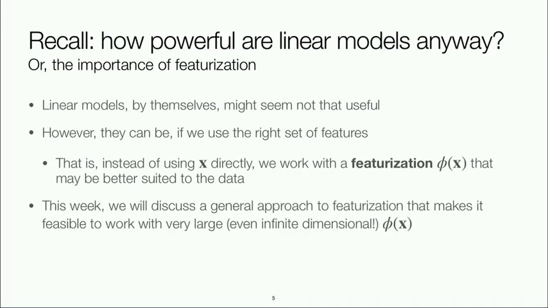So this week, we're going to discuss a fairly general approach to featurization that makes it possible to work with very large feature representations. Phi of x can turn x, which we say is d-dimensional, into some vector that's way, way larger than d. In fact, we're going to see examples of how that feature vector can even be infinite dimensional, so we wouldn't ever even be able to write it down. Nevertheless, we can work with those types of featurizations, and we'll see how. The general approach for how we do this is called kernelization.